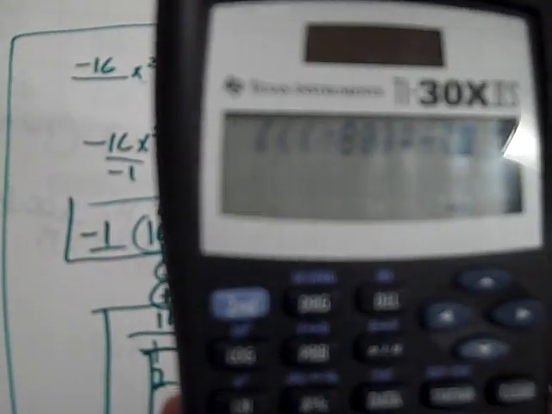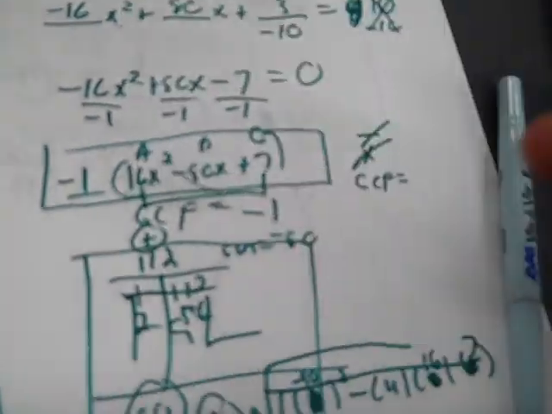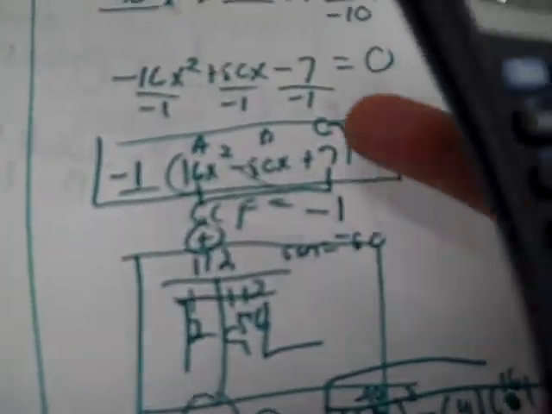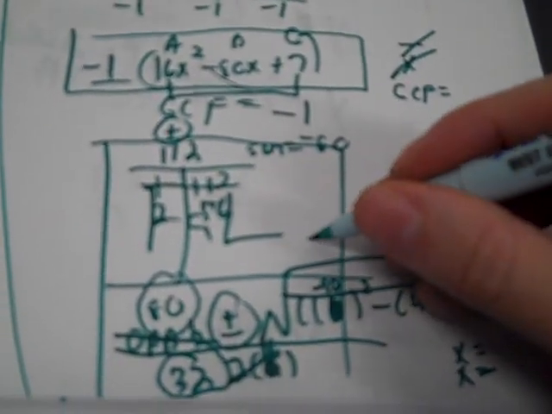Hit the x squared key so it's to the second power, and then I subtract 4, 16, and 7. 7's positive this time. I'm used to having c be negative, but it's not. So 77.15.